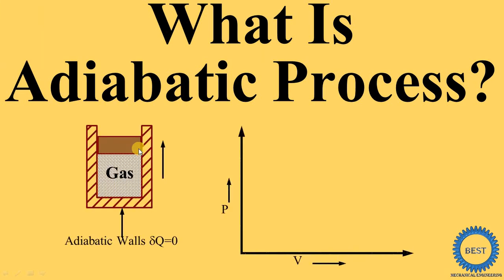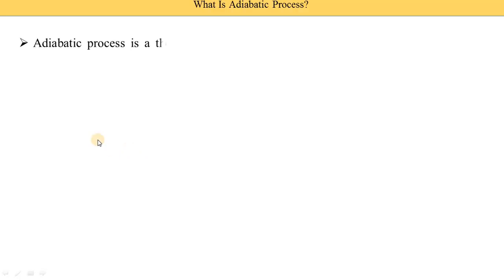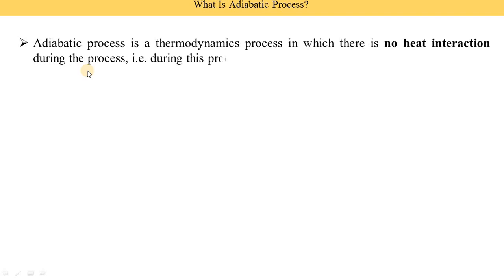In this video, I explain what is adiabatic process. So first we understand the definition of adiabatic process. Adiabatic process is a thermodynamic process in which there is no heat interaction during the process.